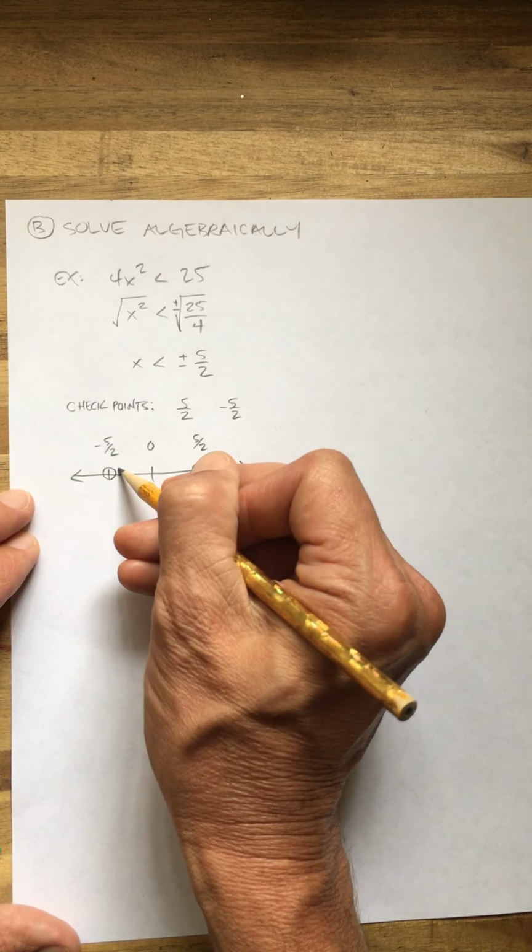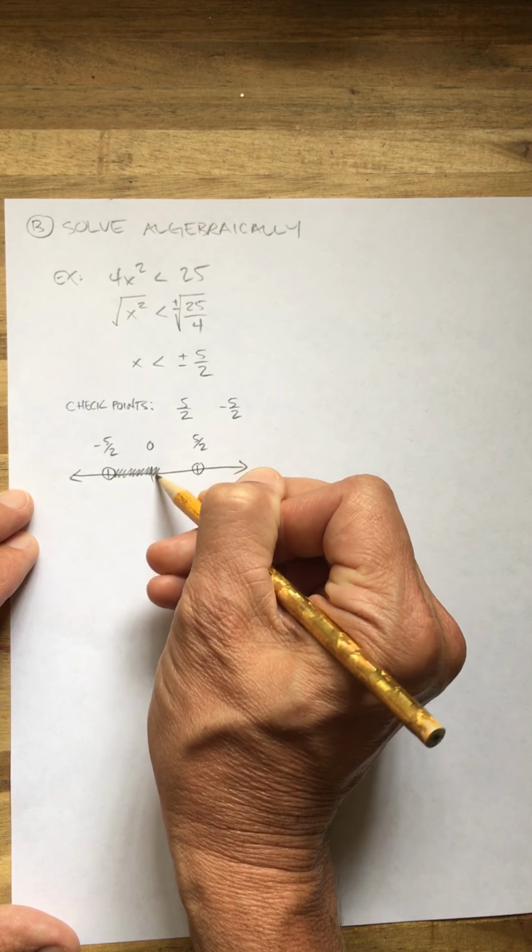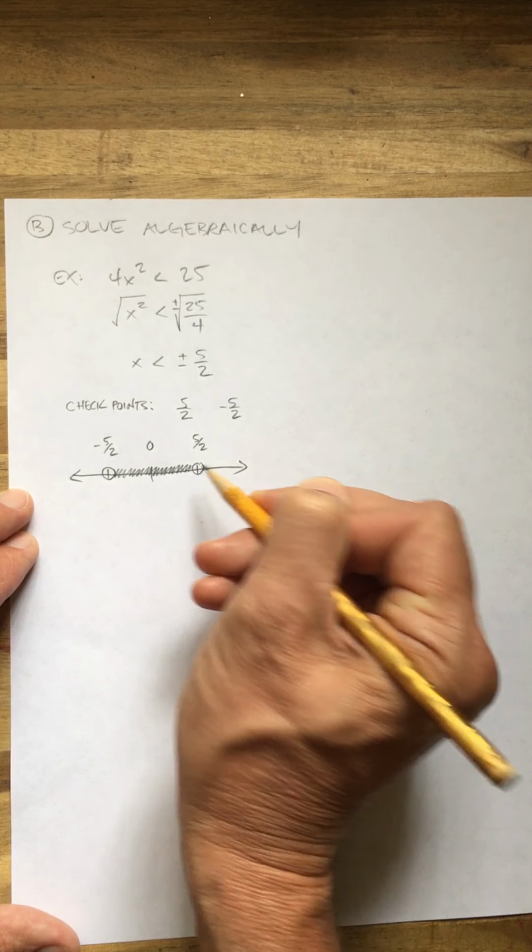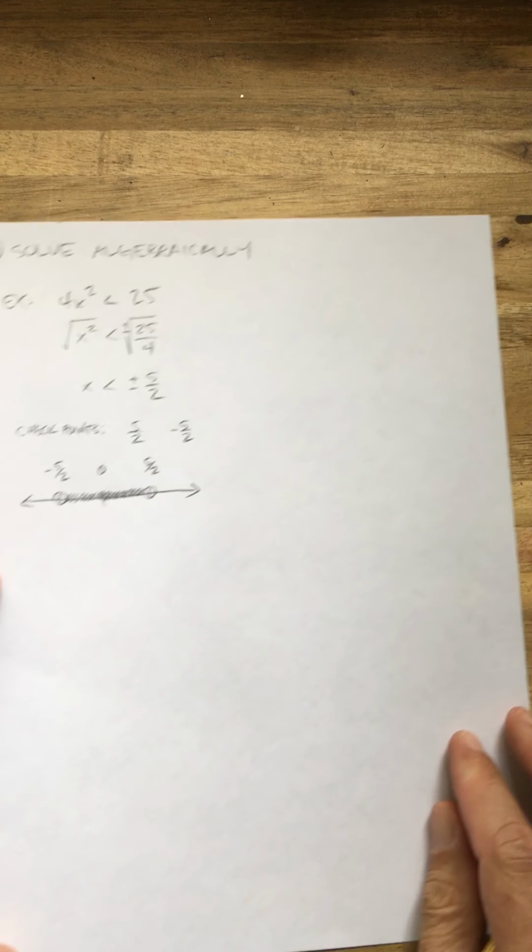Okay, so that's where our solutions are. Our solutions are in between the two checkpoints. Okay? All right, let's try another one.